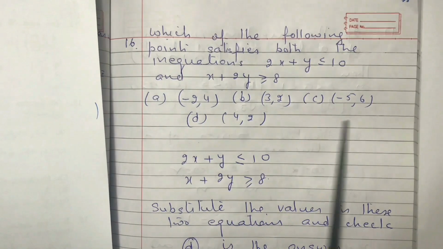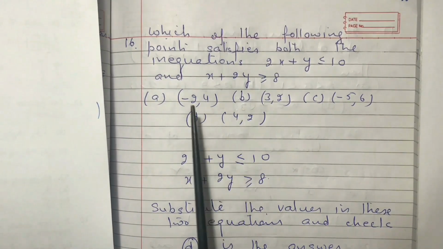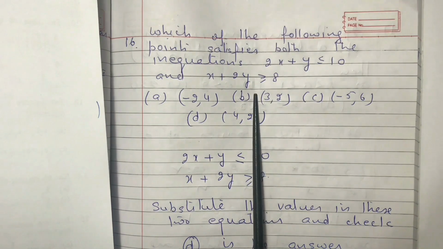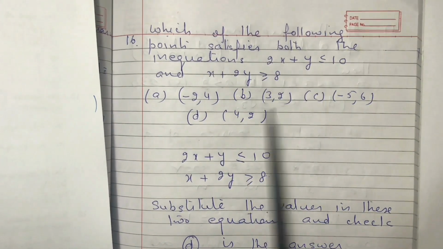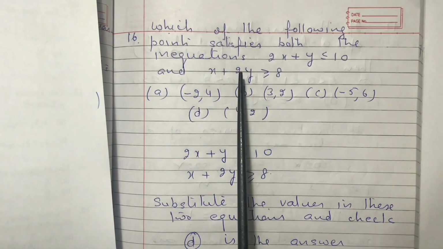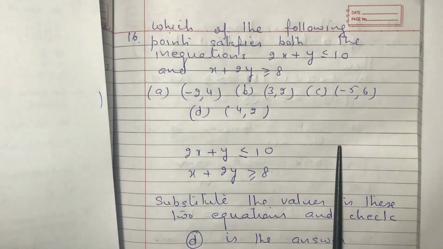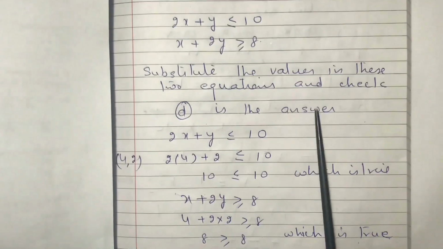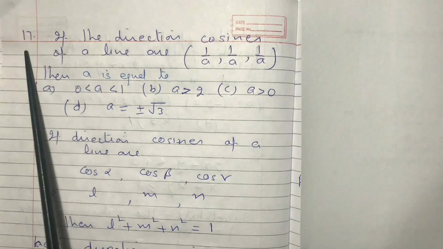So there are 4 options here. So मैं यहाँ पर आपको यही suggest करूँगी कि आप ये points इनमें रख के देखो, तो आपको पता चल जाएगा कौन सा point है जो दोनों को satisfy करता है। 4(2) is a point which satisfy both these inequalities, so that is the option. So D is the option. मैंने यहाँ पर ये करके दिखा दिया है, तो आप pause करके चेक कर सकते हो.